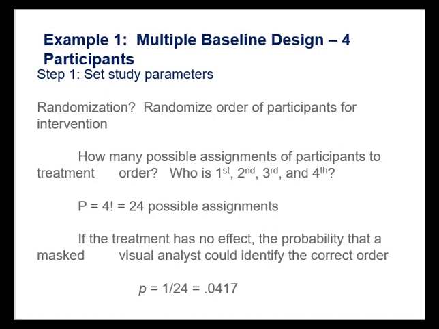The team agrees to randomize the order of participants for the intervention. We've got 4 participants, so they're going to randomize who goes first, second, third, and fourth. This gives a P of 4 factorial, or 24 possible assignments. If the treatment has no effect, the probability that a masked visual analyst could identify that correct order would be 0.0417.